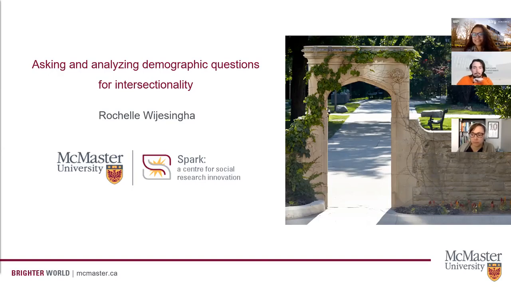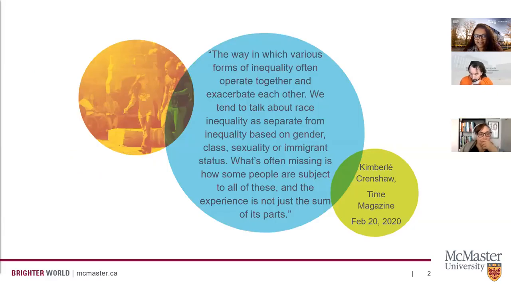So the session you've joined today will focus on asking and analyzing demographic questions for intersectionality. The term intersectionality is attributed to Kimberly Crenshaw. She drew attention to the unique disadvantages faced by African American women. Crenshaw built on the critique of the second wave feminist movement, which focused primarily on the concerns of white middle-class women and overlooked the unique experiences of racialized women. Oftentimes, we all hold multiple social identities simultaneously, such as race, gender, sexuality, immigrant status. So intersectionality examines how multiple oppressed identities interact to create overlapping and compounding systems of disadvantage.